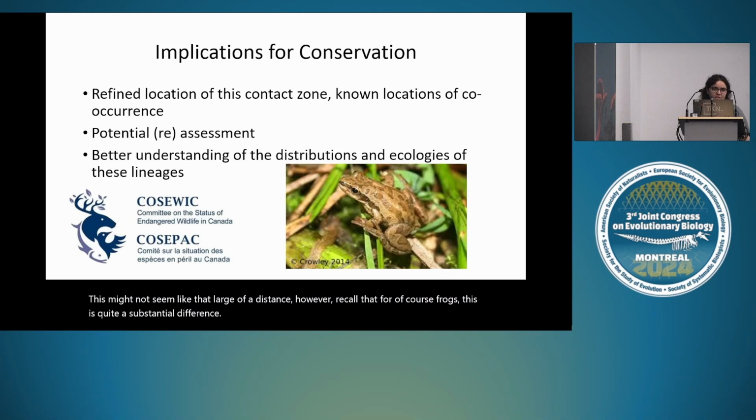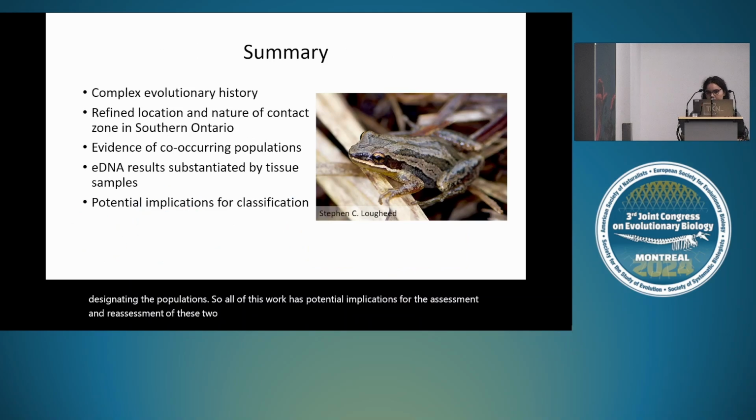There are several potential implications for conservation with these results. With these lineages, they are up for reassessment, and so understanding the boundaries of the two mitochondrial populations and understanding how much they overlap is important for designating the populations. So all of this work has potential implications for the assessment and reassessment of these two populations.